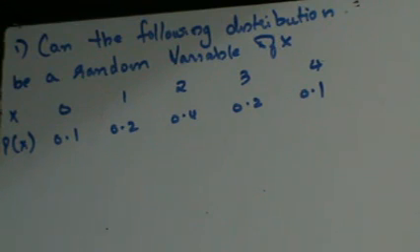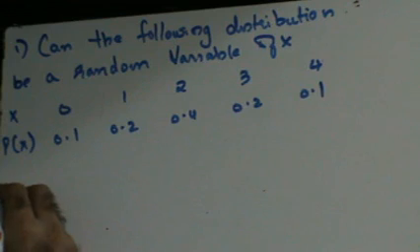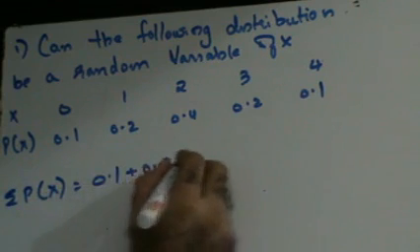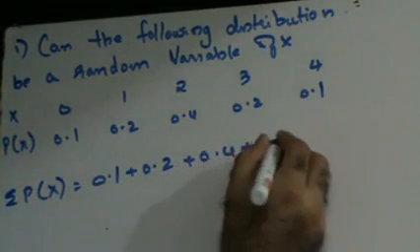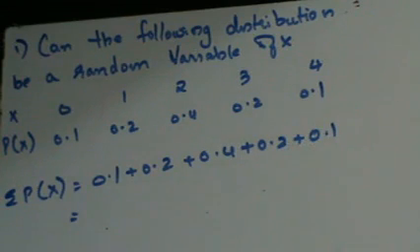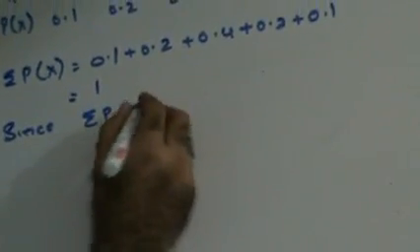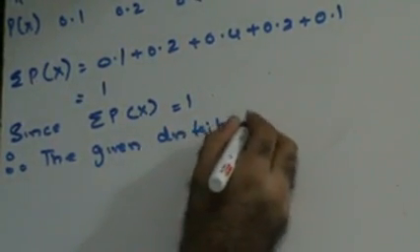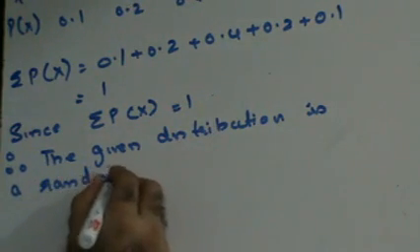First thing that you need to do is find out sigma px. Sigma px will be the addition of all the probabilities. If I add all of them, 0.1 plus 0.2 plus 0.4 plus 0.2 plus 0.1 gives 1. Right? Now since sigma px is equal to 1, therefore the given distribution is a random variable. For it to be a random variable, sigma px should be 1.